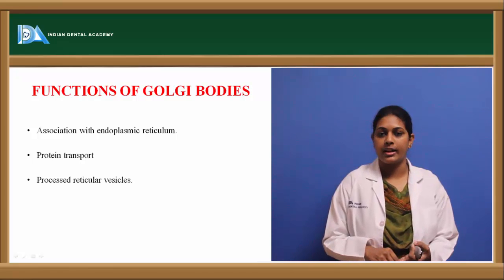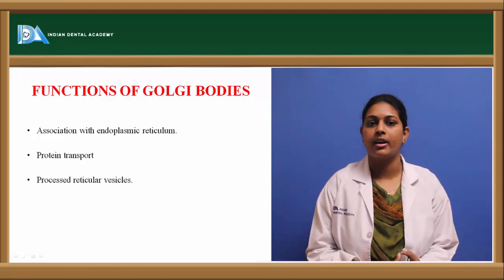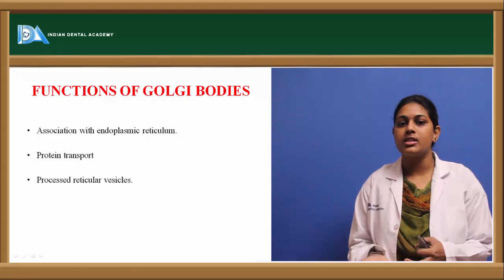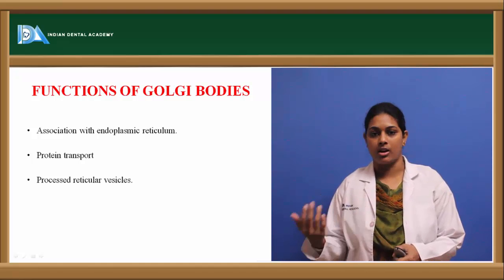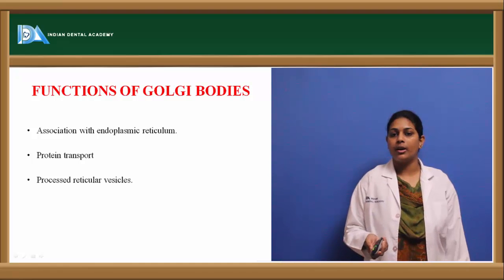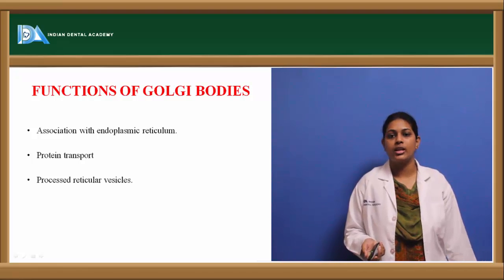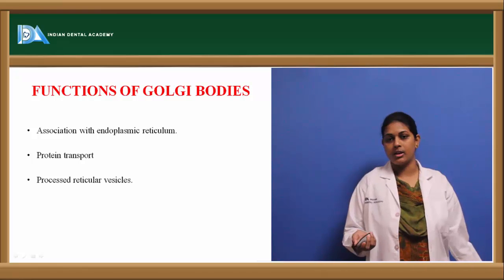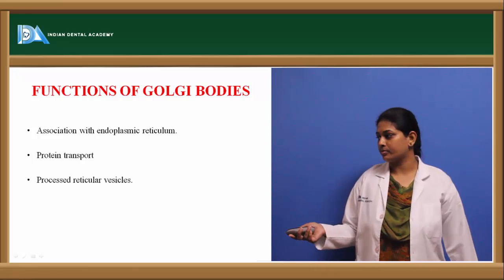From this, the substance is carried with the help of a secretory vesicle. This secretory vesicle helps in expelling the synthesized substance out of the cell by a process known as exocytosis. So ultimately, the Golgi apparatus or Golgi complex is involved in protein transport as well as protein processing, secreting the proteins in vesicles.